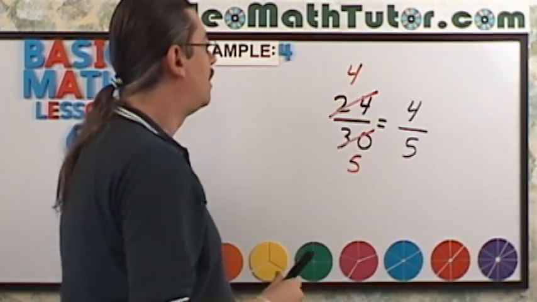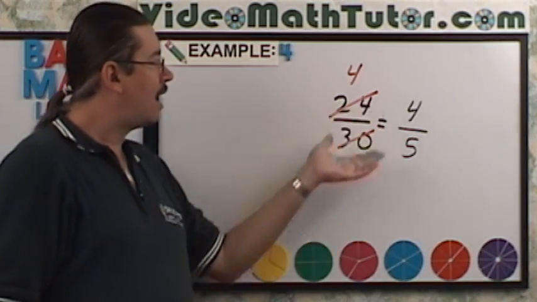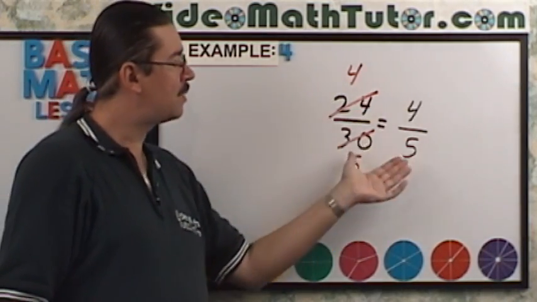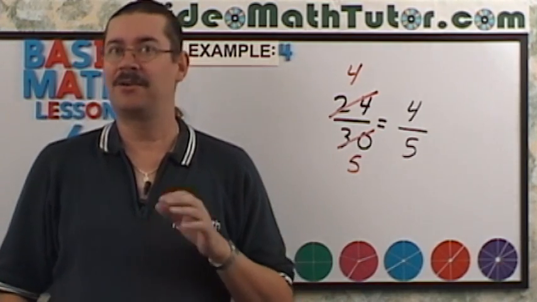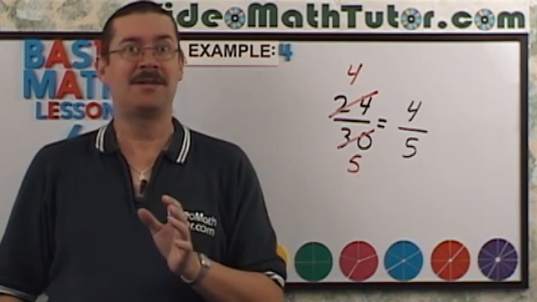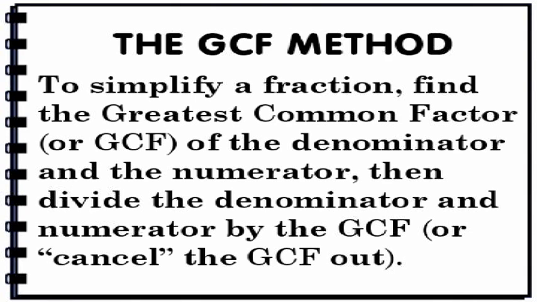You see that? So trying to find the greatest factor that's in common is a very fast way of canceling this fraction and having it reduced to lowest terms. And notice what I said, greatest common factor. Well, that comes into play for our next definition. The GCF method. To simplify a fraction, find the greatest common factor, or GCF, of the denominator and the numerator. Then divide the denominator and numerator by the GCF, or cancel the GCF out.